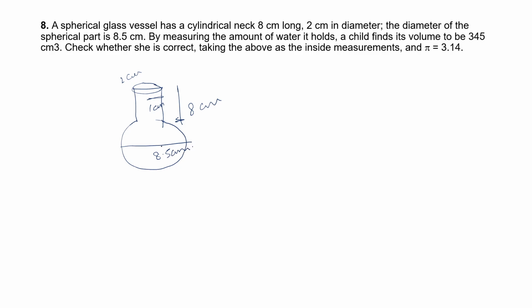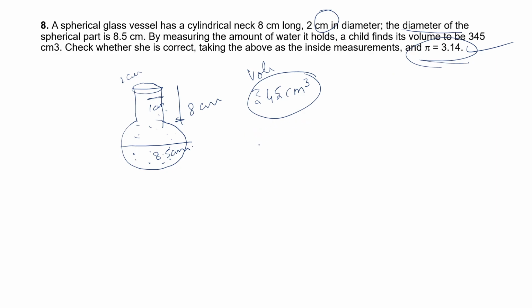A child can find the volume by measuring the amount of water it holds. A child finds the volume of this to be 345 centimeter cube. We have to check whether she is correct, and you have to use pi is equal to 3.5. Please make a note of this also. This unit you have to note, whether it is diameter or radius. So pi you have to note, then only you start.